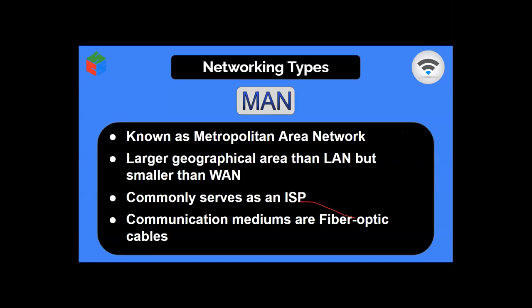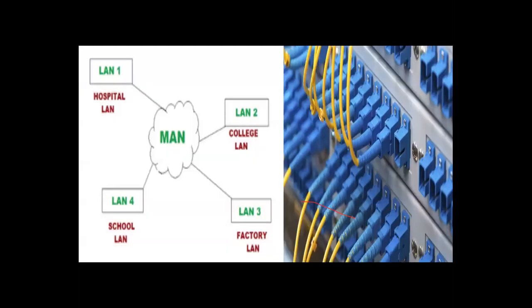Now we have MAN. This is a larger area type network, not as big as WAN, but MAN refers to your cities. This is mostly going to be your internet service provider, the ISP that we talked about. It's a larger area composed of multiple LANs, linking them together. The communication medium is usually fiber optic cables, which are usually deep in the ground, really stuck together. Then here in the diagram, we see that the MAN connects the hospital, the college, the factory, and the school, just like we have over here.